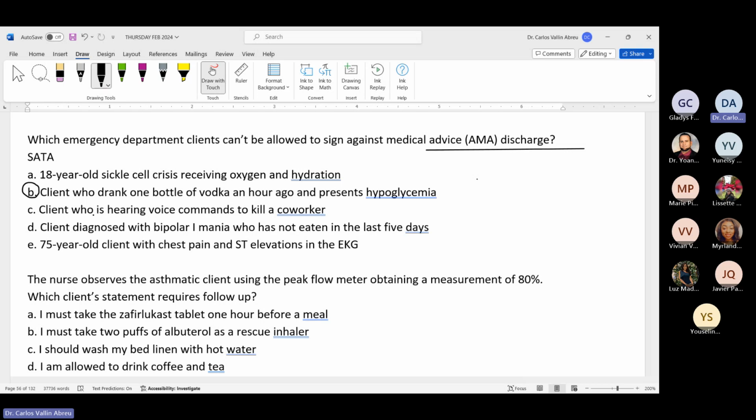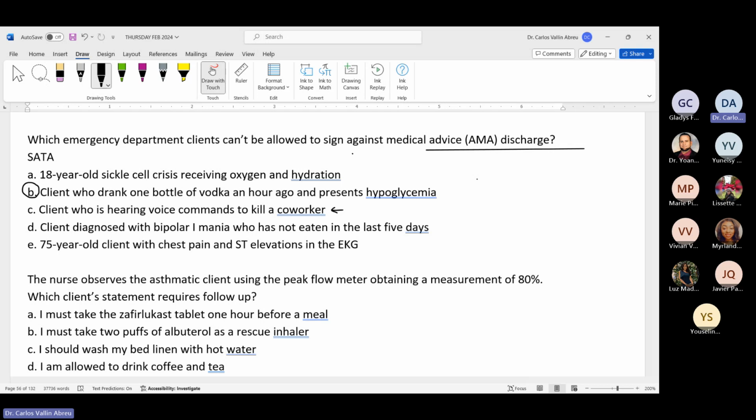Client who is hearing voices, a voice command to kill a coworker. This is an indication for commitment, for involuntary commitment. So this client cannot be left to live freely. Why? Because he is not in his mental capacity.